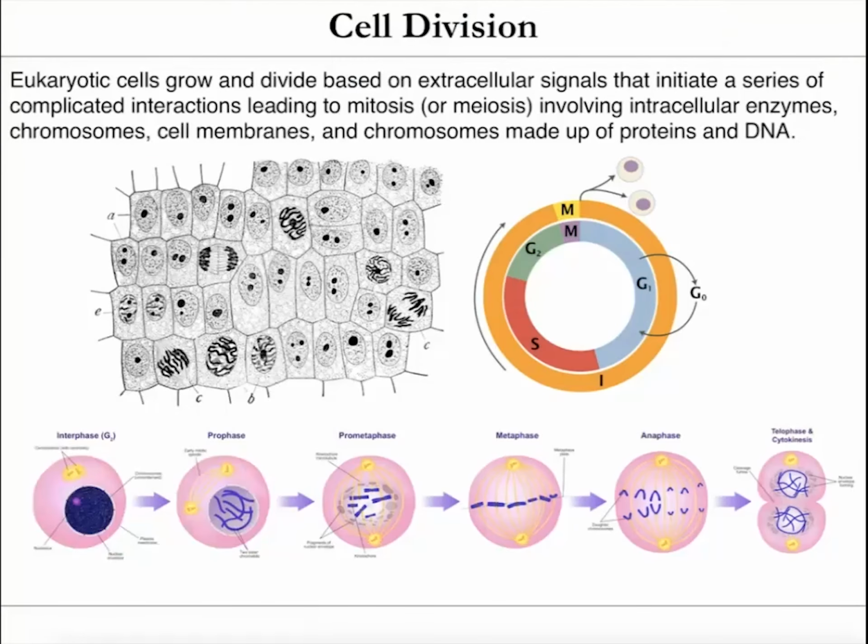So we already talked about it a little bit, but cell division is a really important feature of cells as well. So specifically, we're just talking about eukaryotic cells. So they will grow and divide a lot of times based on extracellular signals that will initiate a bunch of different complicated reactions within the cell. It's a really sort of complicated process leading to mitosis or meiosis. And this involves intracellular enzymes, chromosomes, the membranes, and all sorts of things that are basically the proteins and DNA within the cell all coordinate to have cell division.